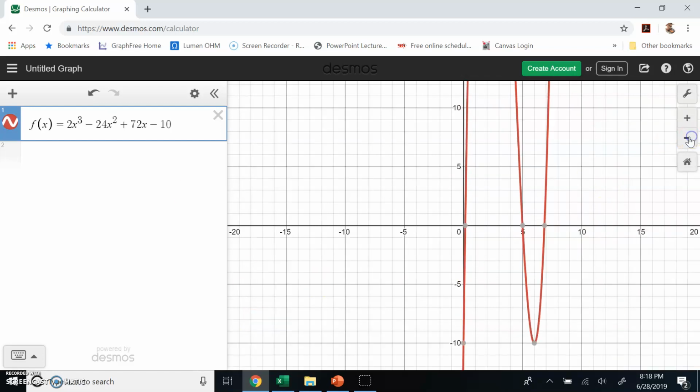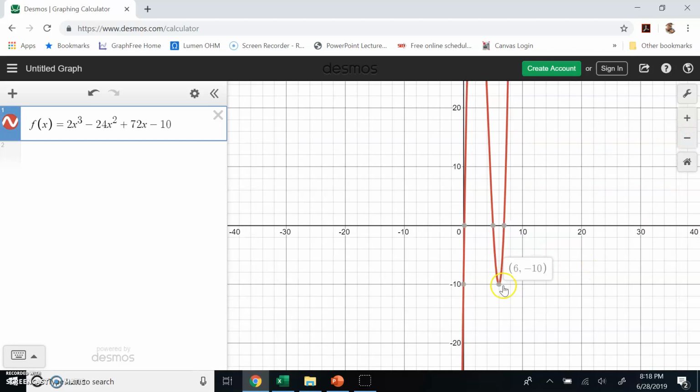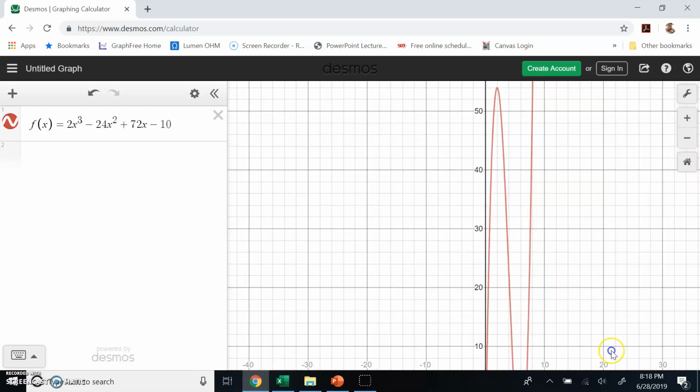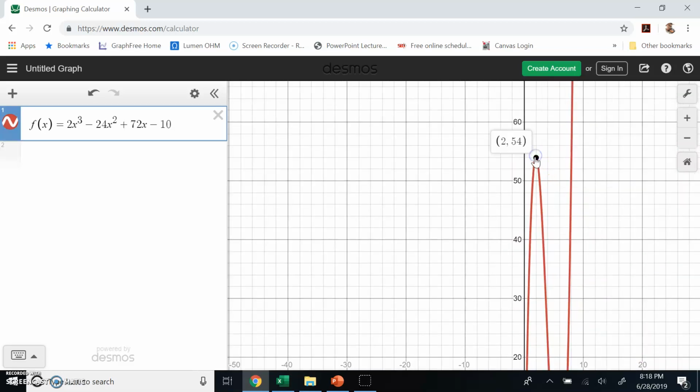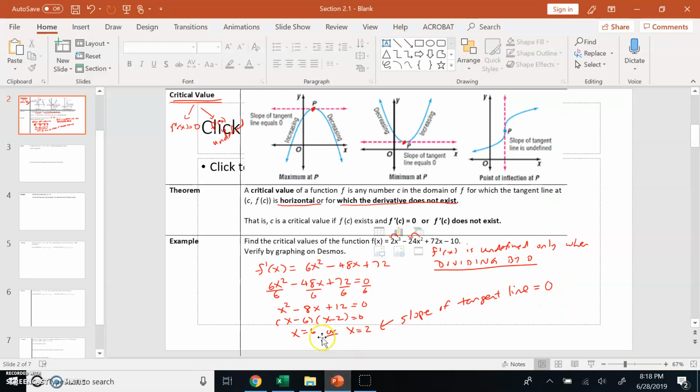Okay, I'm going to zoom out a little bit and look at what's happening when x equals 6. When x equals 6, the slope of the tangent line is going to be 0 because we get a horizontal tangent line. And also at x equals 2, look at what's happening. The tangent line is horizontal, which means we have a slope of 0. Okay, so those are our two critical values.